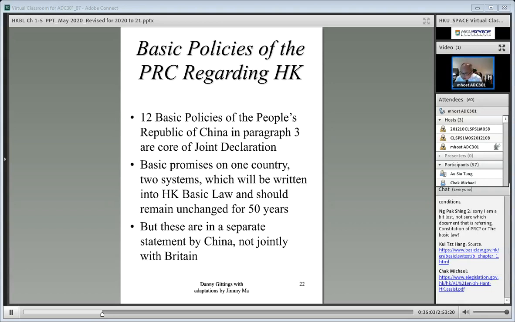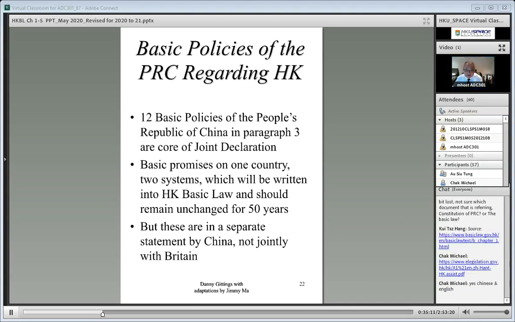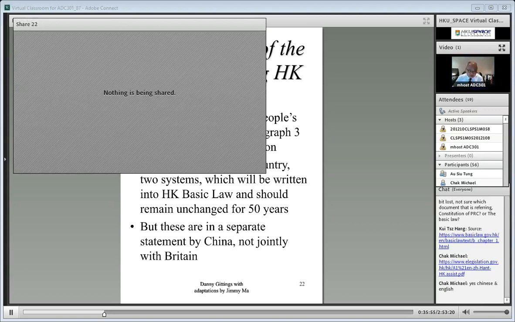Michael, I think that's the link to the Constitution. Let me see. That's correct. That's the 1982 Constitution, and there are a few articles in the Constitution which are particularly relevant to us, to Hong Kong. If you turn on that one, you will see that Article 31 is the one that we refer to very often. And then there will be those articles relating to the powers of the National People's Congress and also the Standing Committee of the National People's Congress.